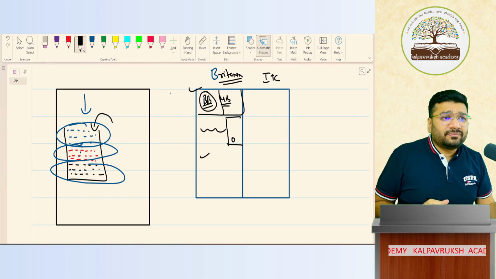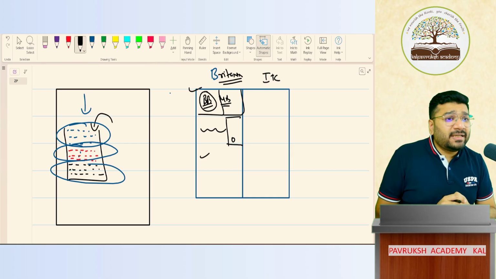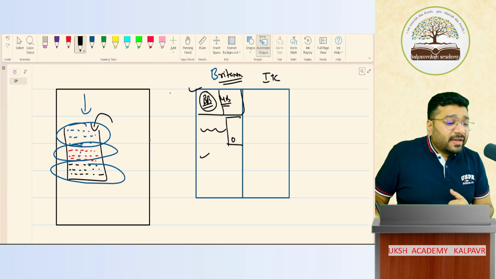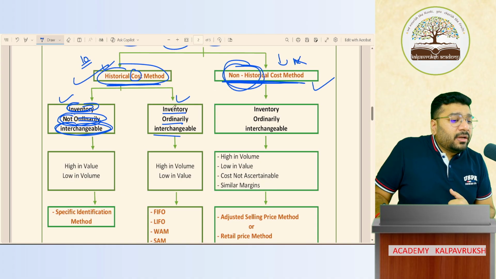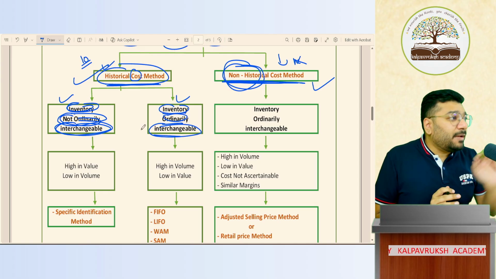Tell me, no. Yes. In this case, how will you be able to segregate? Is it possible to sit and segregate? No. Such kind of inventories, we say that they are inventories ordinarily interchangeable. புரியுதா? என்ன ப்ராப்ளம் புரியுதா உனக்கு? I will understand the difference.